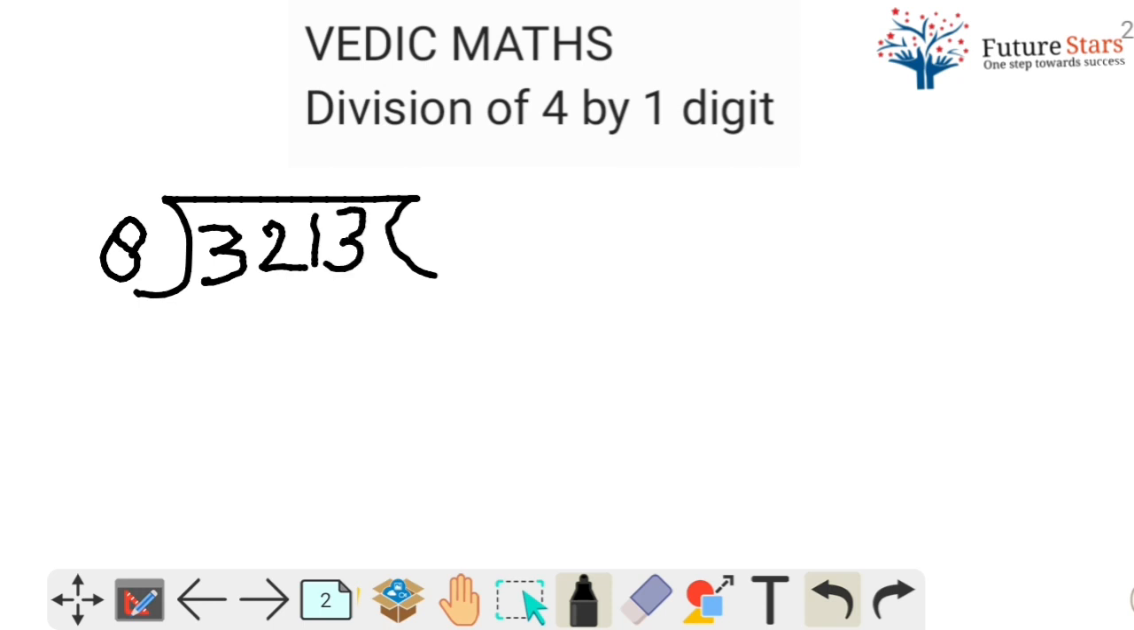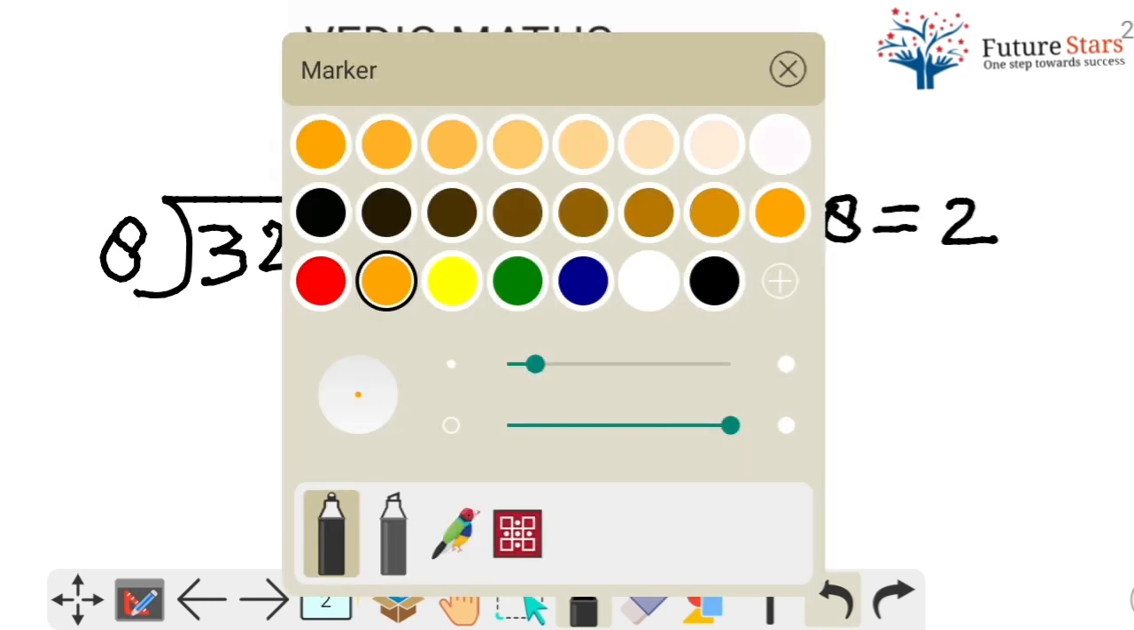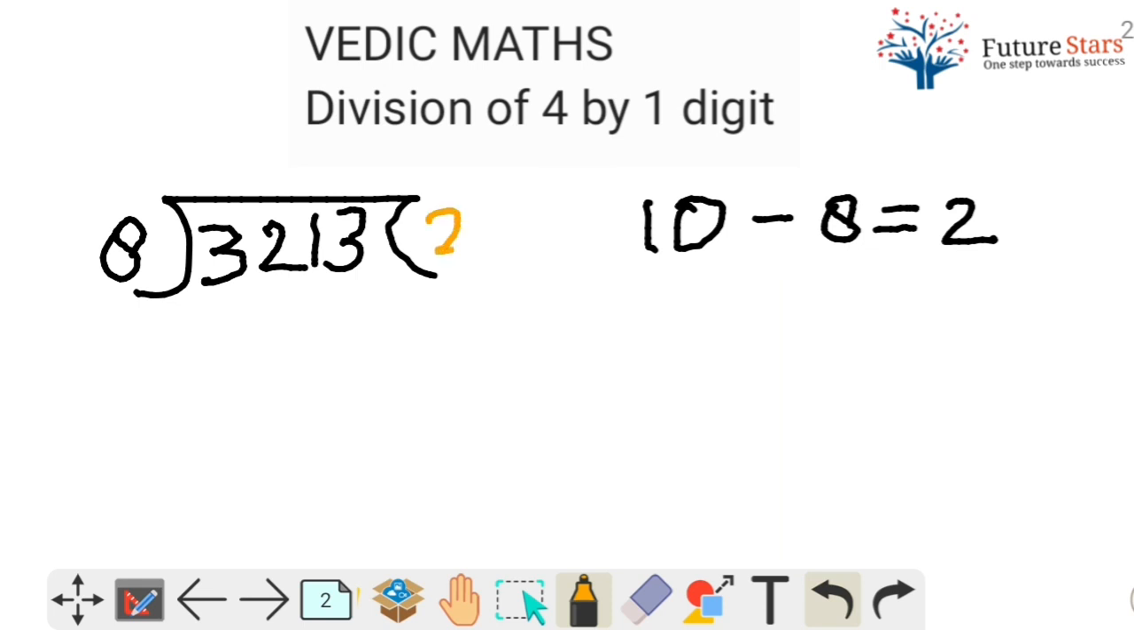Suppose we are taking 3213 divided by 8. As I told you, when we are dividing by a single digit, our base will be 10. So 10 minus 8 is 2. Here we will write 2 as it is, and as we are dividing by a single digit, we will leave the last digit aside. Now copy the first digit as it is, 3. 3 into 2 is 6.